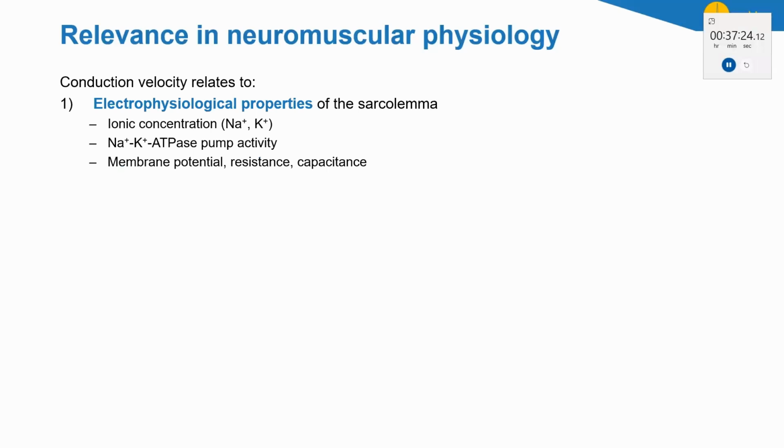Firstly, it relates to the electrophysiological properties of the sarcolemma. So it provides us an indirect window into the electrophysiological properties of the muscle fiber membrane, since it's influenced mainly by the ionic concentration of sodium and potassium, by the activity of the sodium-potassium ATPase pump, and by membrane properties such as its potential, resistance and capacitance.